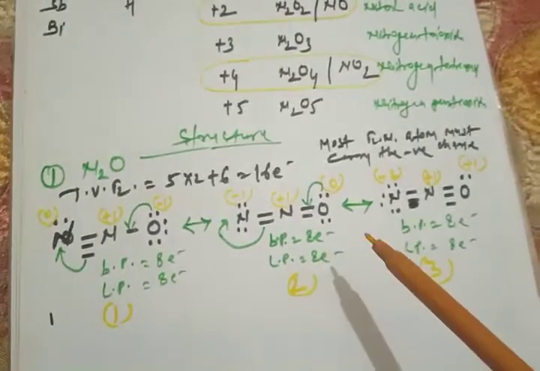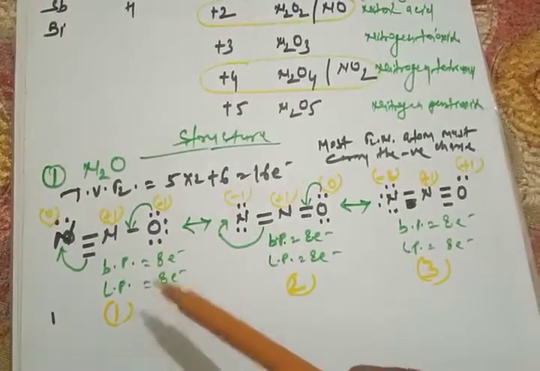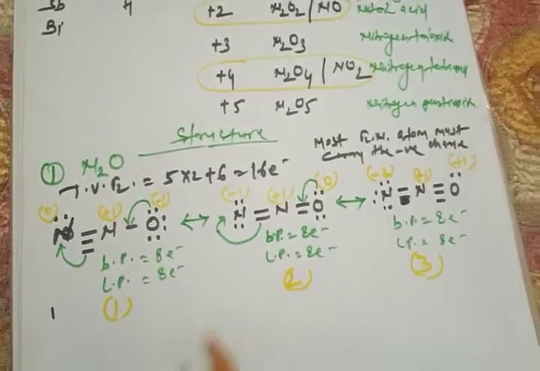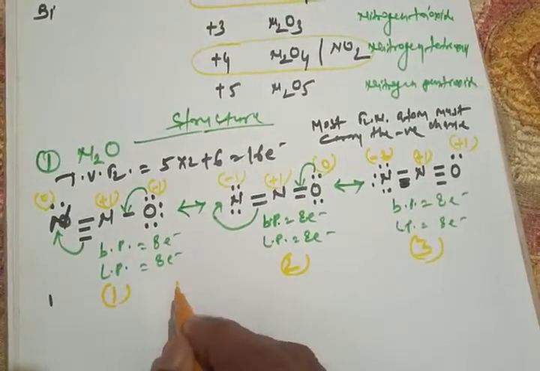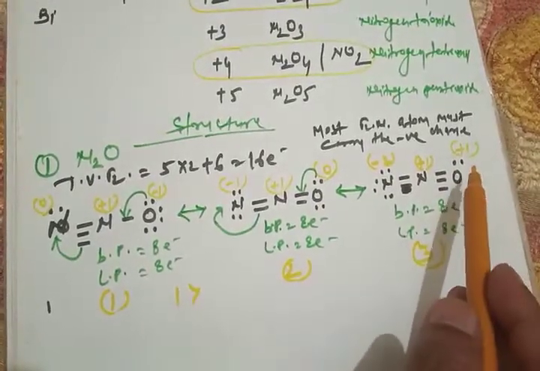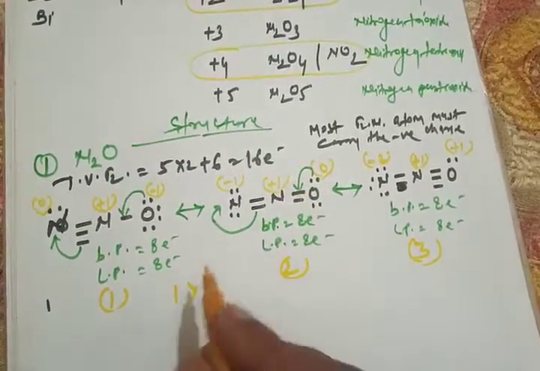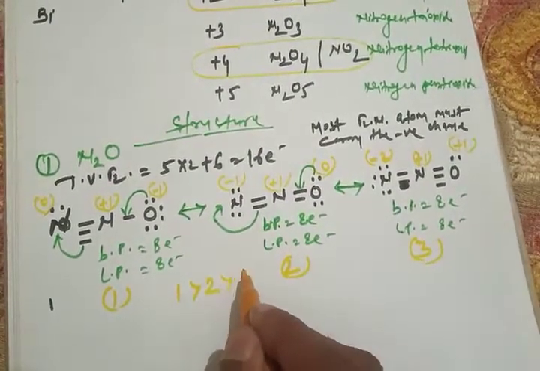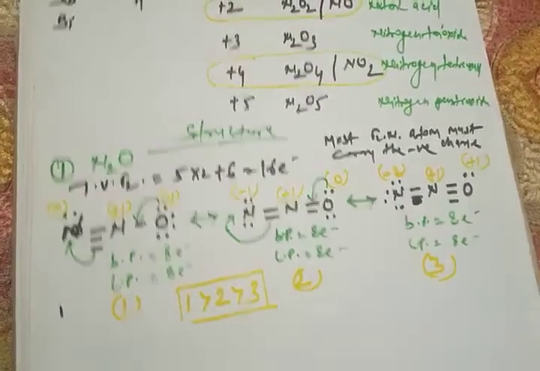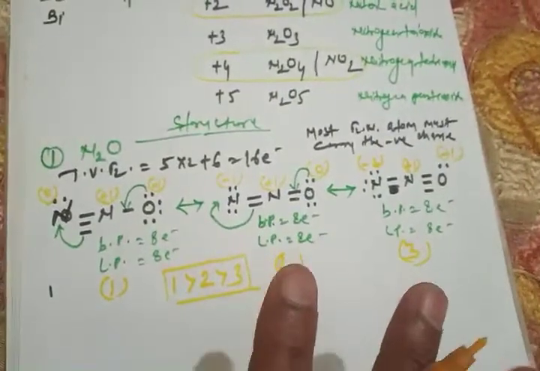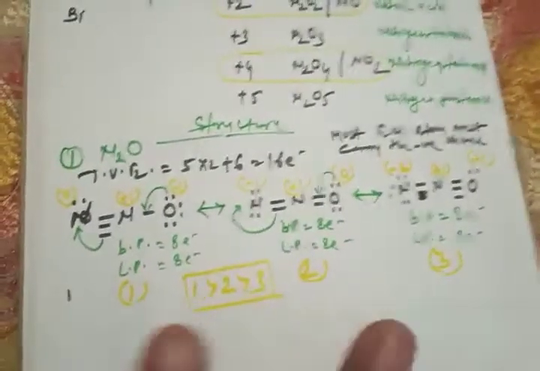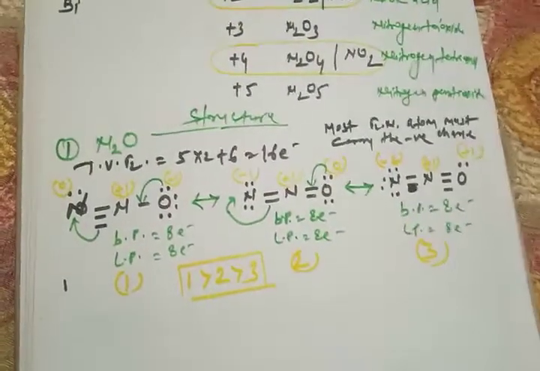Although the other structures are also correct, if you consider stability in terms of atom electronegativity, this will be the most stable one. Then compared to these two, in one oxygen is positive and in the other oxygen is neutral, so neutral is better than positive, so 2 and then 3. This is the order of stability. But these are resonance structures, and electronically they are equal. So this is how you have to draw the structure of N2O.